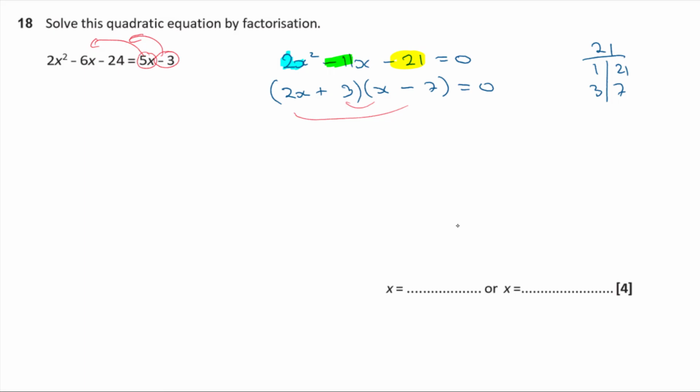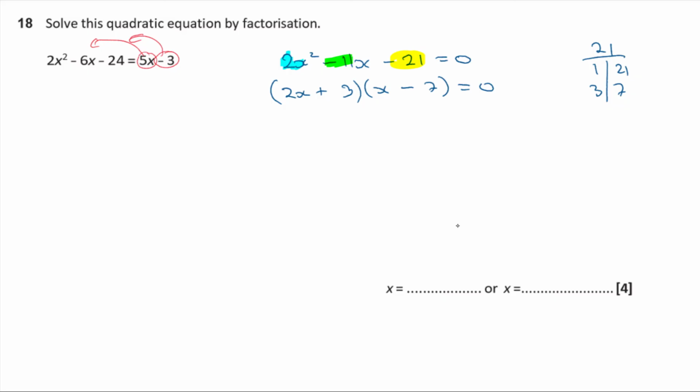It's going to be that way around. Okay, so like I say, I just work out what my possible pairs are, and I put them in until I find a pair that actually fits with the middle term. Okay, so I've got (2x + 3)(x - 7) = 0. I now want to solve this. Now I've factorised it, I can go on to solve it.